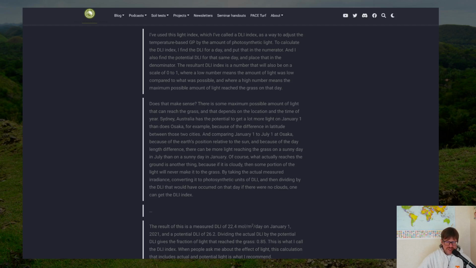The resultant DLI index is a number that will also be on a scale of 0 to 1, where a low number means the amount of light was low compared to what was possible, and where a high number means the maximum possible amount of light reached the grass on that day. Does that make sense? There is some maximum possible amount of light that can reach the grass, and that depends on the location and the time of year.